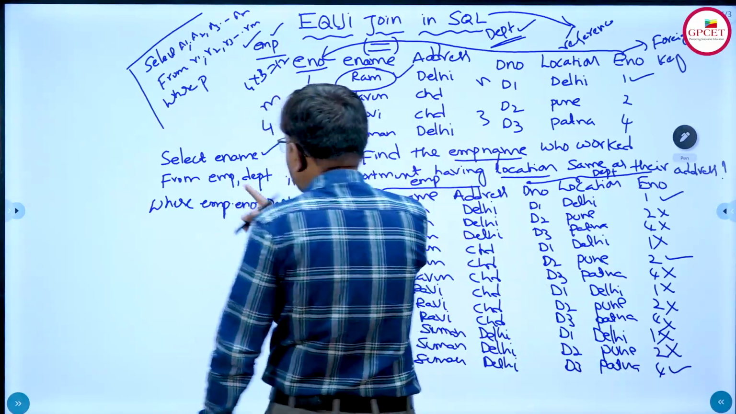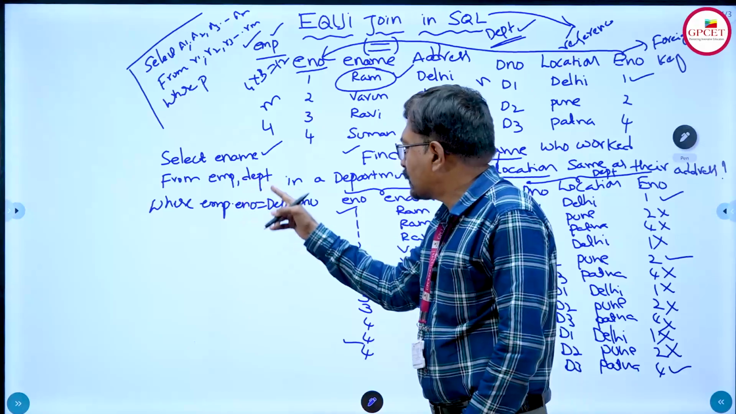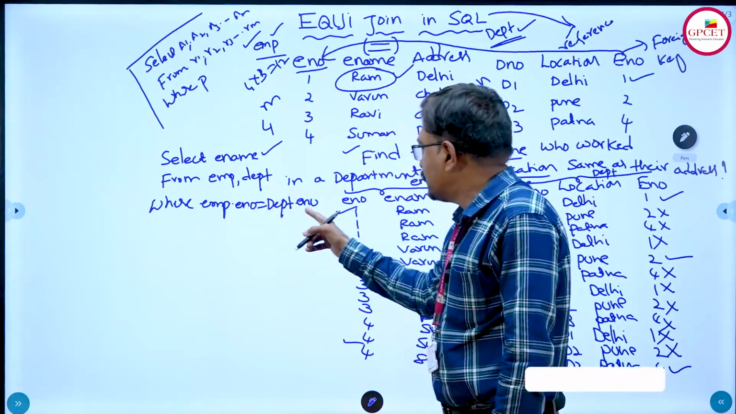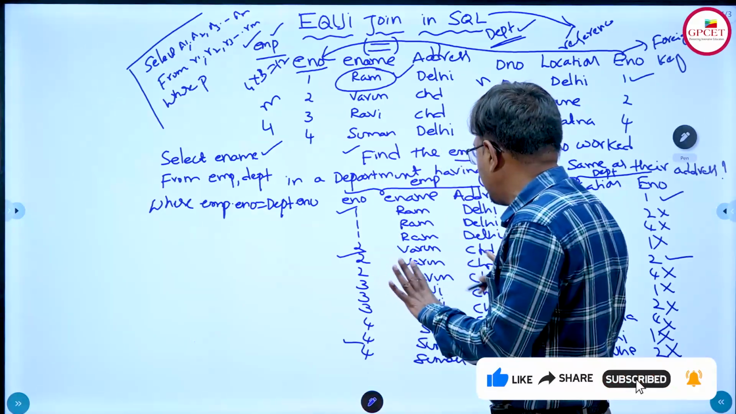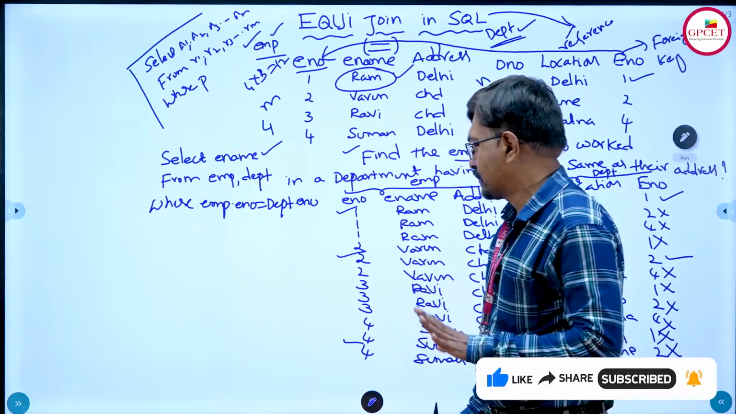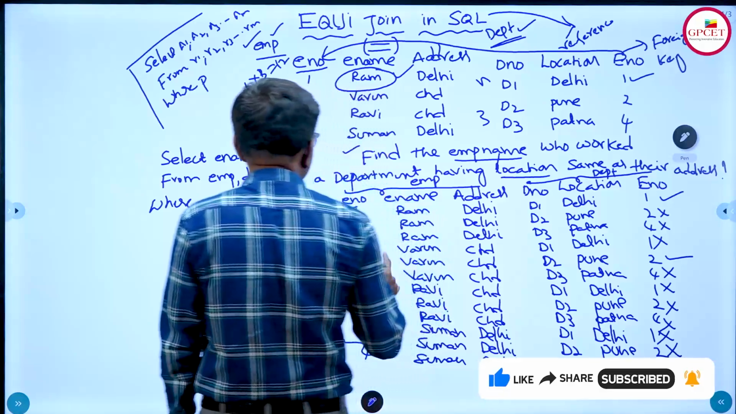What is the condition here? Select E name from EMP, department where EMP.E number equal to department.E number. Here we select 4 tuples. We select 3 records or 3 tuples. But what is the actual question?